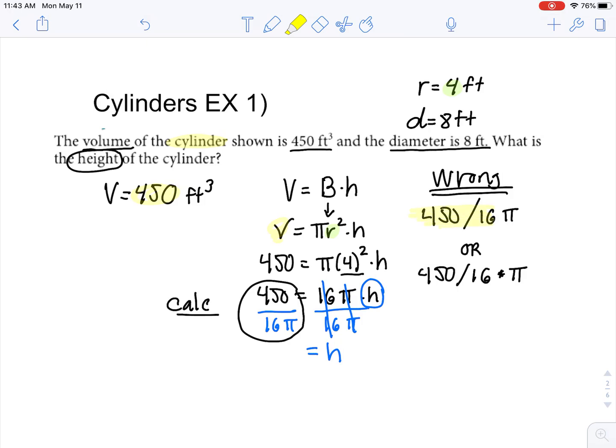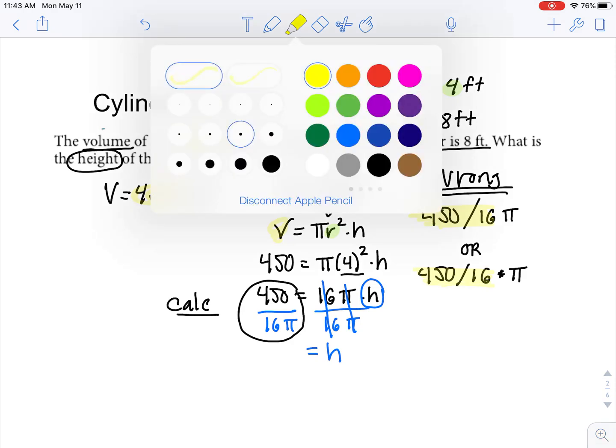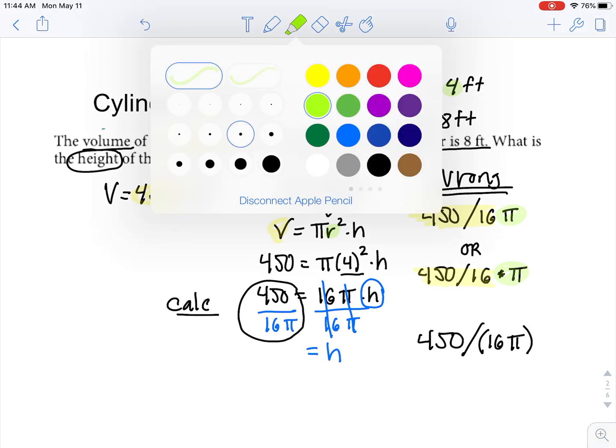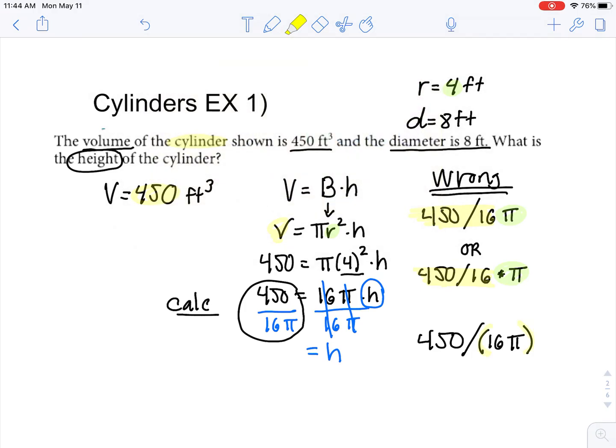If you type either one of these in, what will happen is the calculator will do this division first, 450 divided by 16. Or down here, it'll do this division first. Then the second thing it will do is multiply whatever you got by pi. That's not what we wanted it to do. What we wanted to do was take that 450 and we wanted to divide by the entire quantity of 16 pi. So when you put this in your calculator, you absolutely have to include parentheses around that 16 pi.